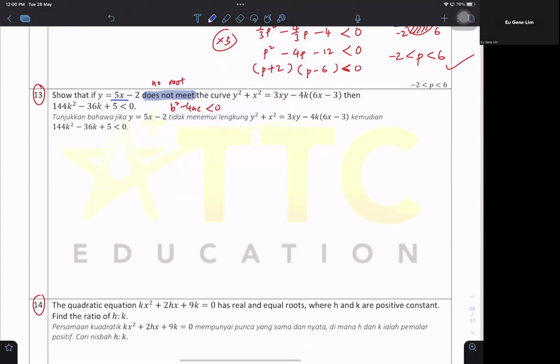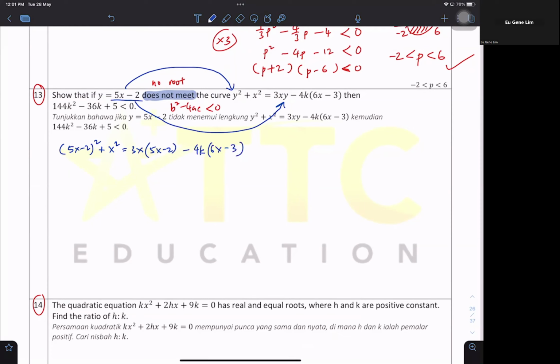You see, y equals to 5x minus 2, right? Sub into the y and also sub into the y. You substitute first like this. 5x minus 2 power 2 plus x squared, 3x bracket 5x minus 2, then minus 4k bracket 6x minus 3. Like that. Understand? And then you expand everything.